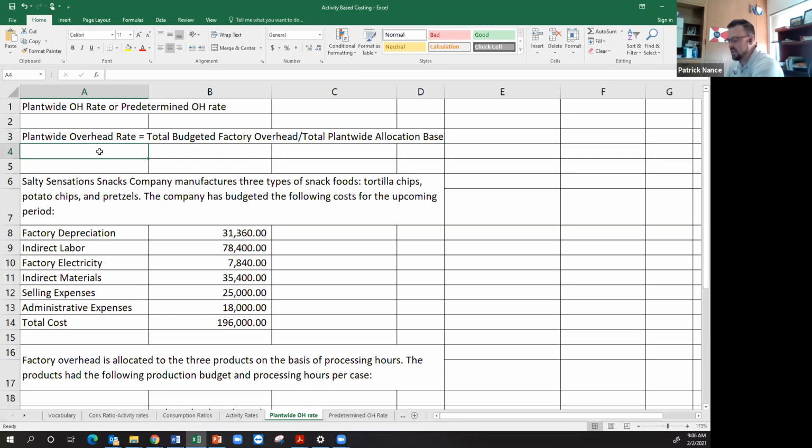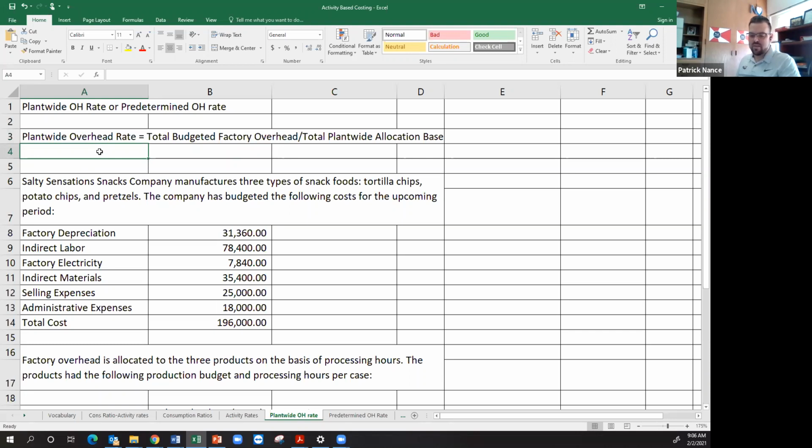Now, that allocation base could be a lot of things. It could be machine hours. It could be direct labor hours. It could be the number of times we use a particular machine. It could be anything that drives that activity, anything that actually drives, or at least that we believe accurately measures, the allocation of that overhead.